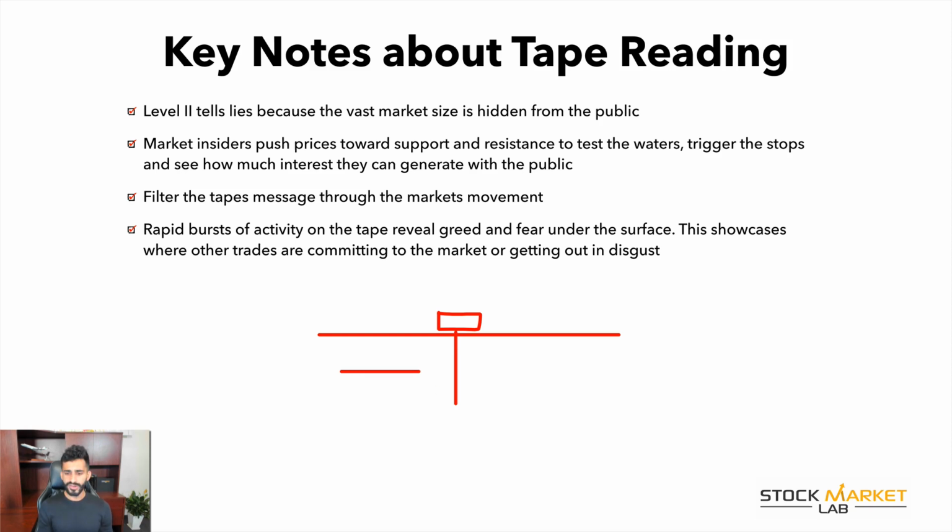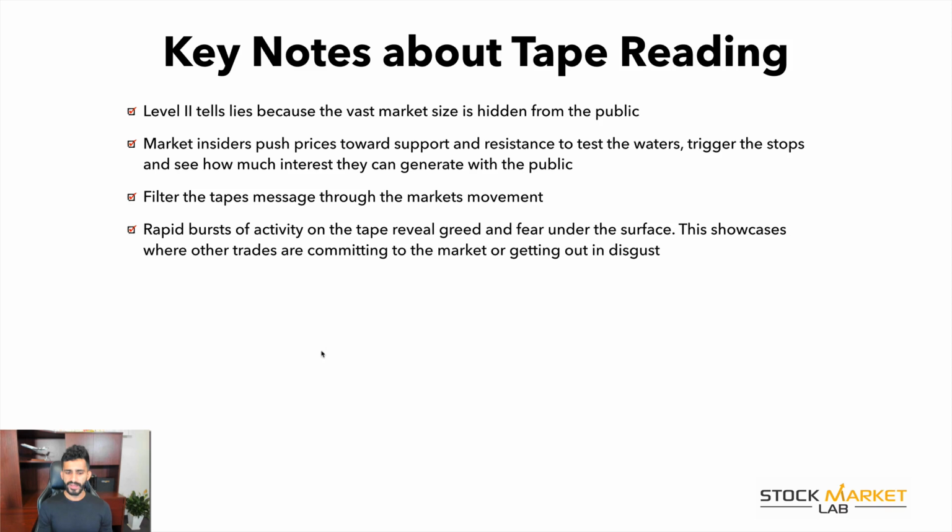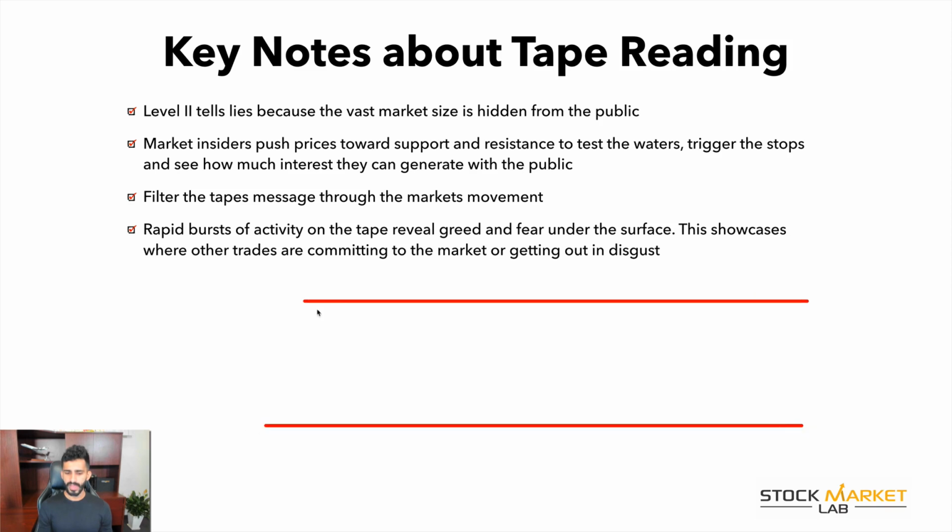So when you see a burst of activity on the tape, like orders just going in, orders just going down, that represents greed or fear. It's showing that people are either committing or getting out. So putting those together is very, very important, because if that's happening at, let's say, a support level, you see that the tape just starts going crazy. This rapid burst of activity keeps hitting the ask, nice size. That's showcasing that people are committing here. Right, so looking at that is showing that, okay, there's a lot of people committing.